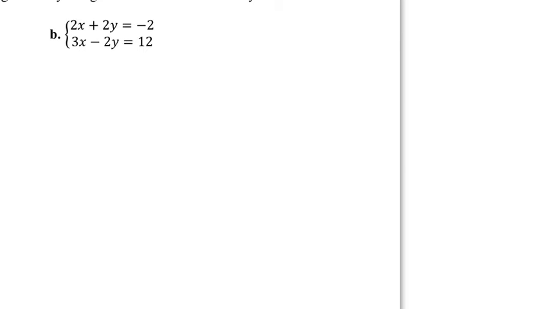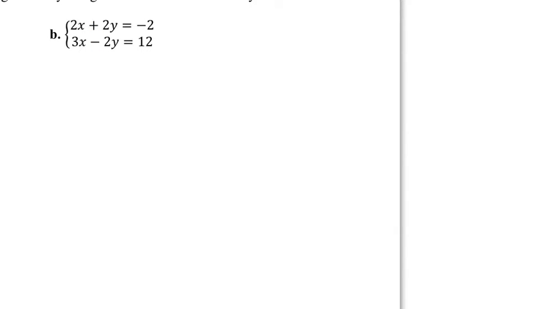All right, this is your turn number 1, part B that I'm going to go through here. So we've got 2x plus 2y equals negative 2, and 3x minus 2y equals 12. So notice my variables are nicely, my like terms are nicely stacked together, and I can see that something will eliminate when I add these two equations together because I have a positive 2y and a negative 2y.